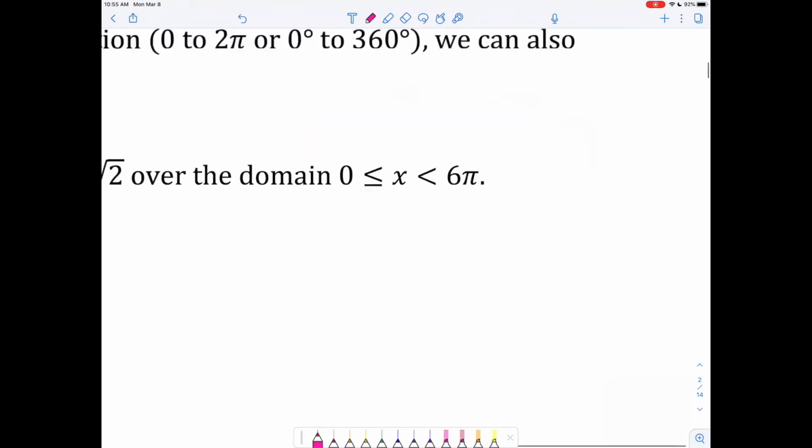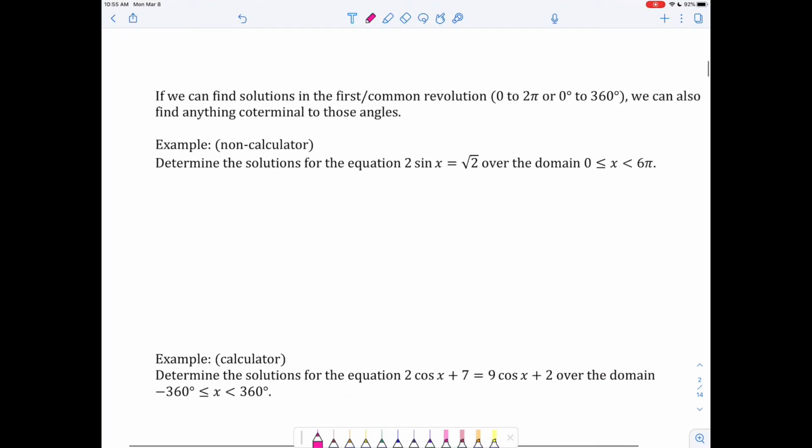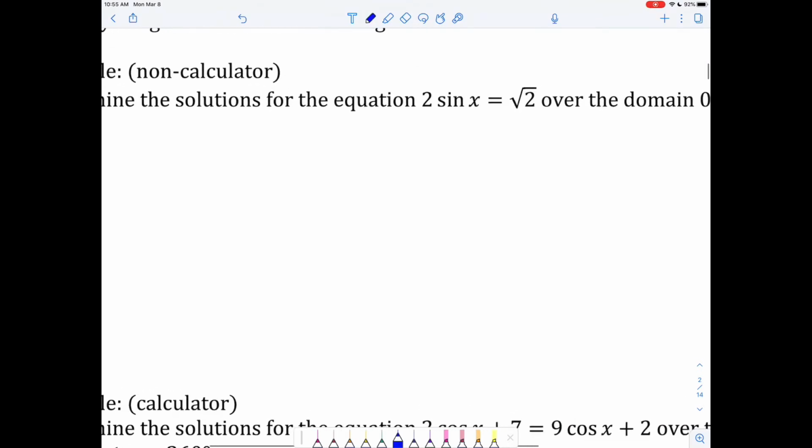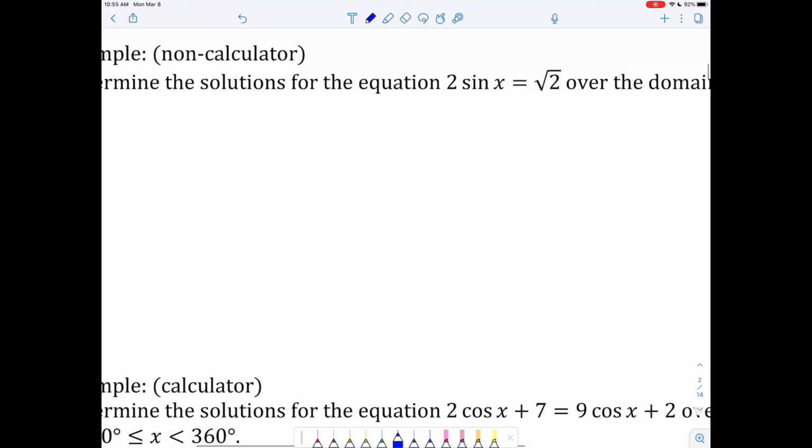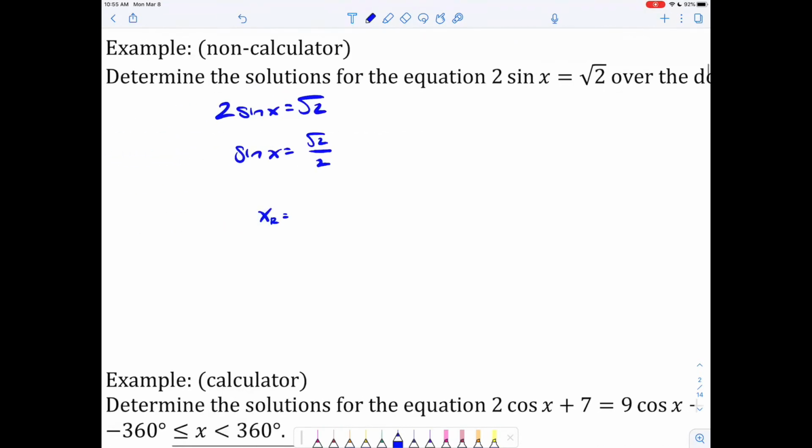So initially, everything's still same. We've got that 2 sine x equals root 2. Divide both sides by 2. Wicked. And from special angles, I know that this means I have a reference angle of 45 degrees or pi over 4.